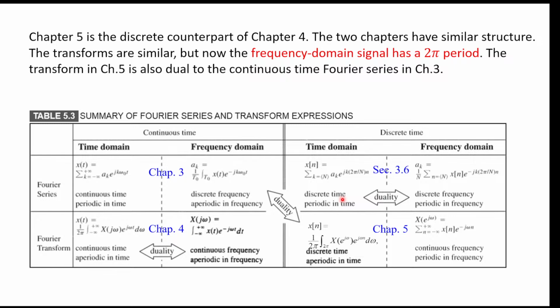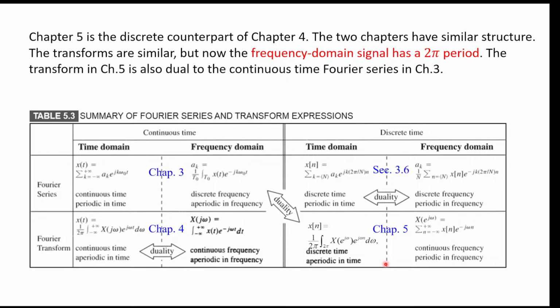Here is a table to compare those four Fourier transforms. In chapter 3 we have the continuous-time Fourier series, where you change from x of t to a_k. We also talked about the discrete-time Fourier series, where we have x of n going to a_k, and we have seen that x of n and a_k are very symmetric because both are periodic with period big N. Then in chapter 4 we talk about the Fourier transform, where x of t is not periodic anymore, and the transformed S of j omega is also not periodic.